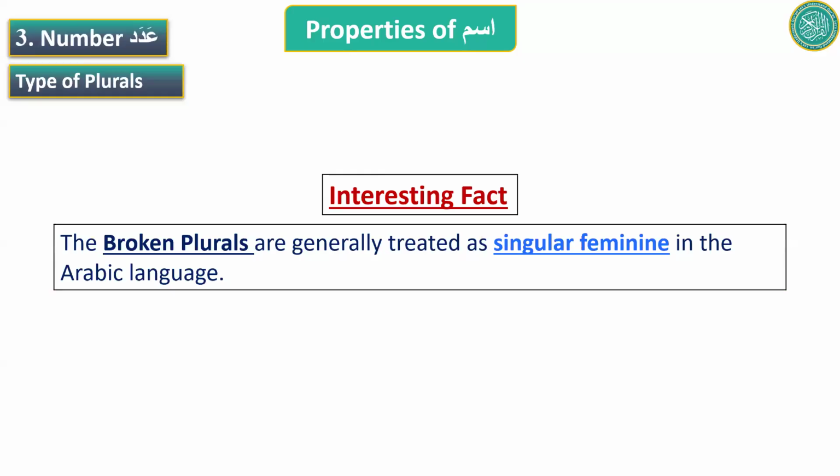And the broken plurals are generally treated as singular and feminine. They are plural, not singular, but in the Arabic language they are generally treated as singular and feminine. The way they make a sentence, if they use a broken plural in it, they will use other words in that sentence which show that the plural is being treated as a singular and feminine word. I hope this was clear. Remember this because this is important: a broken plural is treated as singular and feminine.